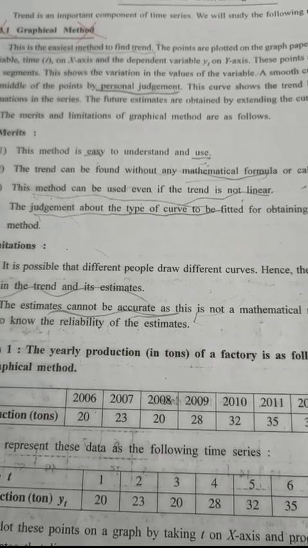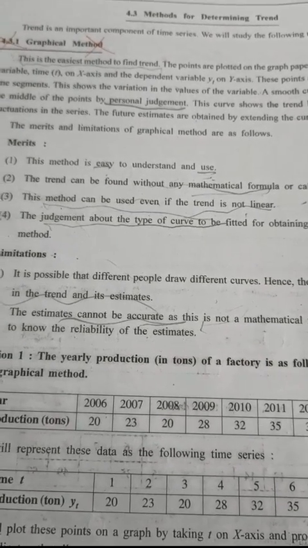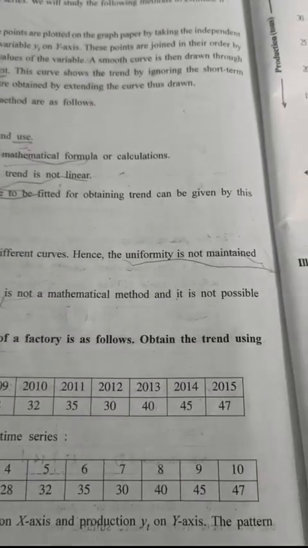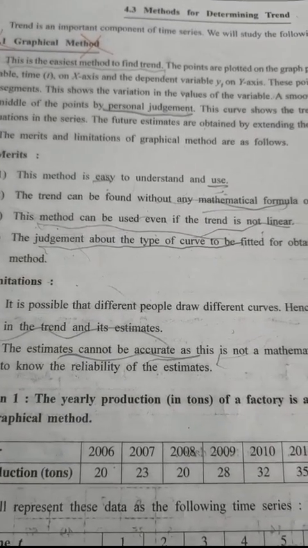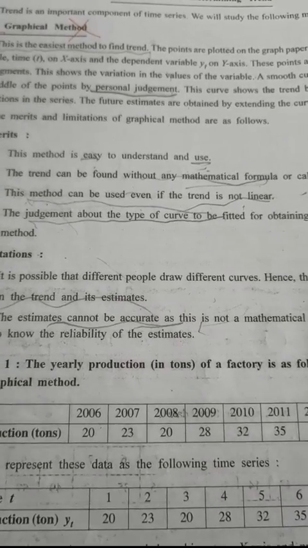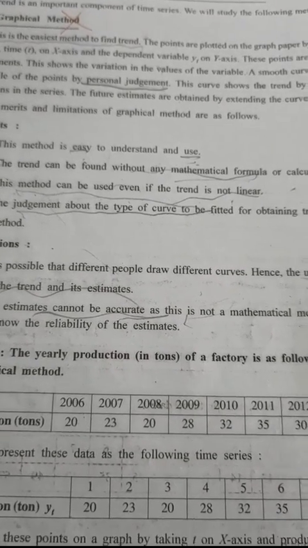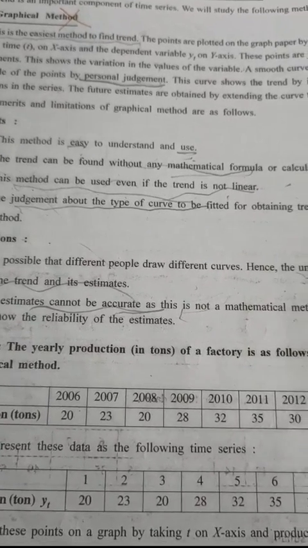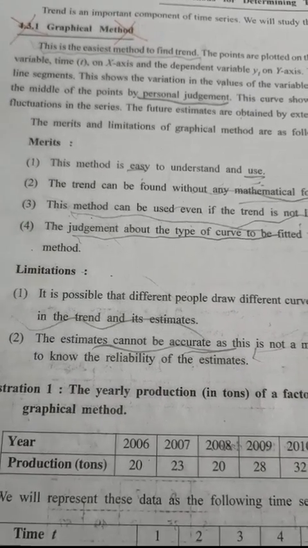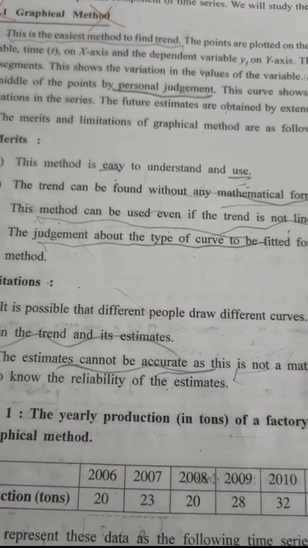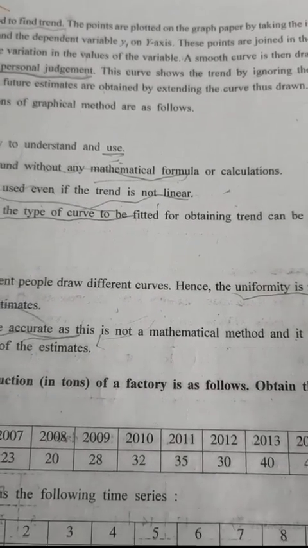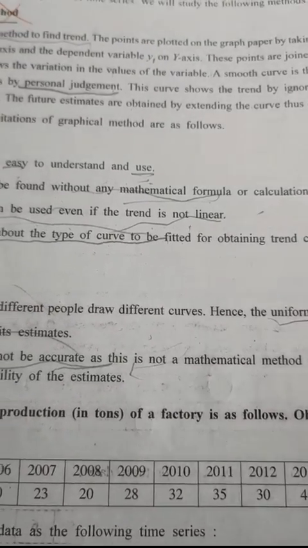Limitation: it is possible that different people draw different curves. Each person will have a different curve because the measurements they take will be different. Hence uniformity is not maintained, and continuation will not be maintained in the trend and its estimate. If equal values are not taken, everyone will draw a different graph. The centimeters and values taken differ, so the trend, the drawing and the graph will not be the same. Second point, the estimate cannot be accurate or perfect, as this is not a mathematical method. We are not using any calculation or formula, so the answer we get is not perfect.